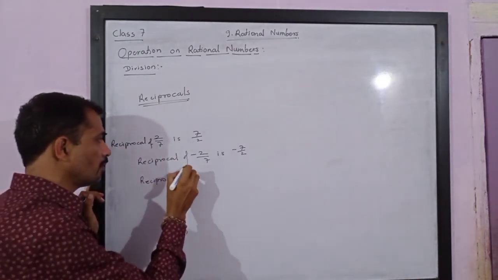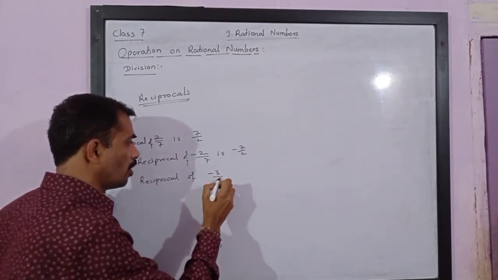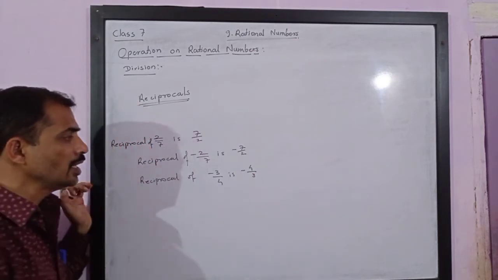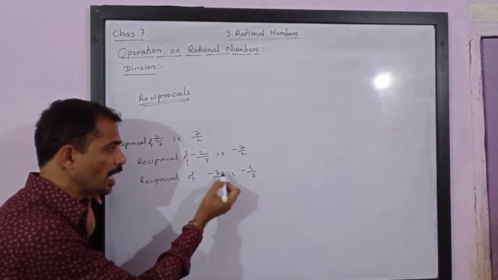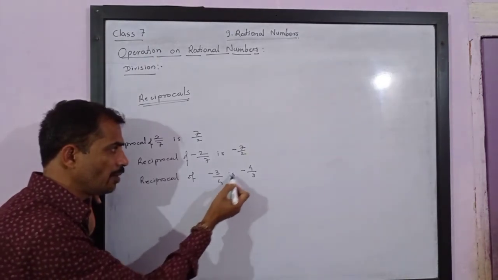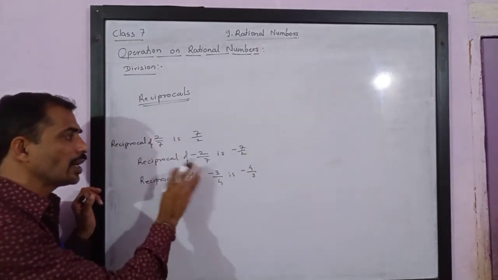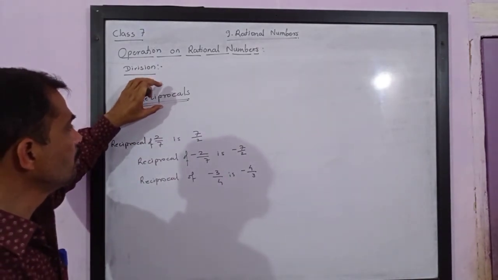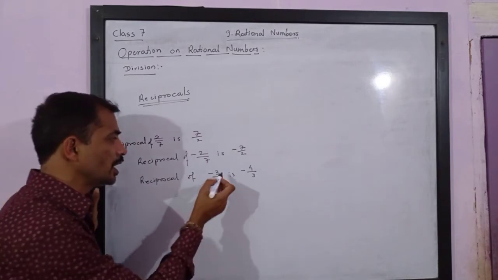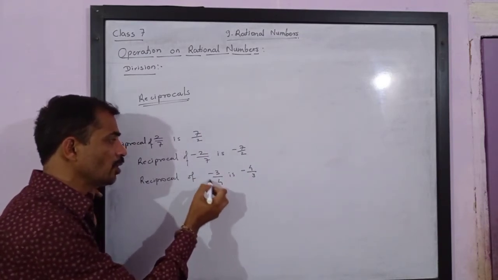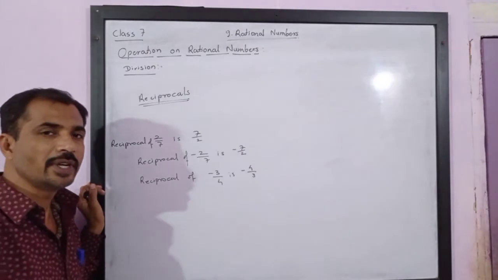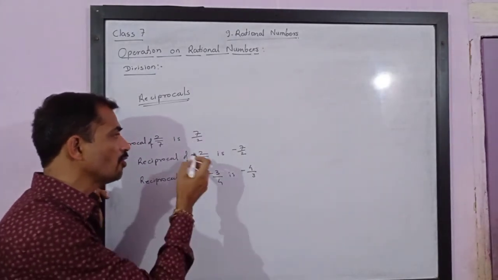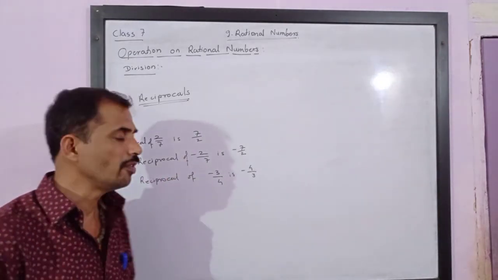Reciprocal of negative 3 upon 4 is negative 4 upon 3. So try to understand. We have written numerator at the denominator and denominator at the numerator. We have kept the sign as it is. So reciprocal is, please note, we write numerator at the denominator and denominator at the numerator. Please note, the product of the number and its reciprocal is always 1.